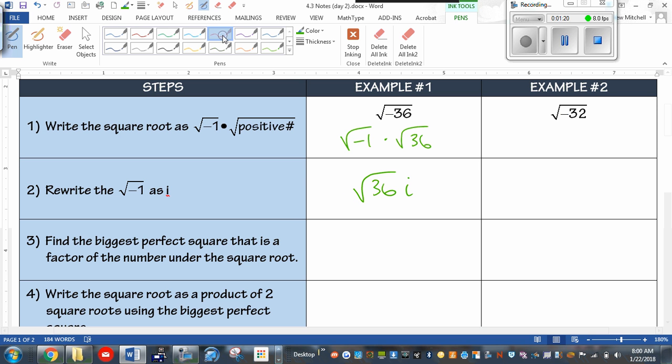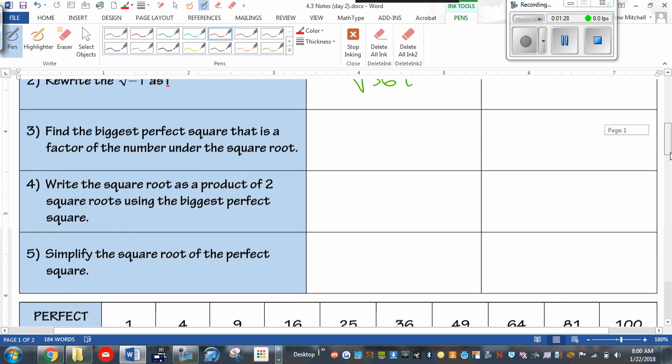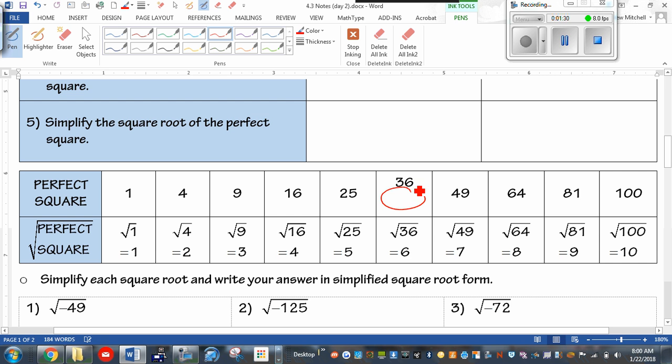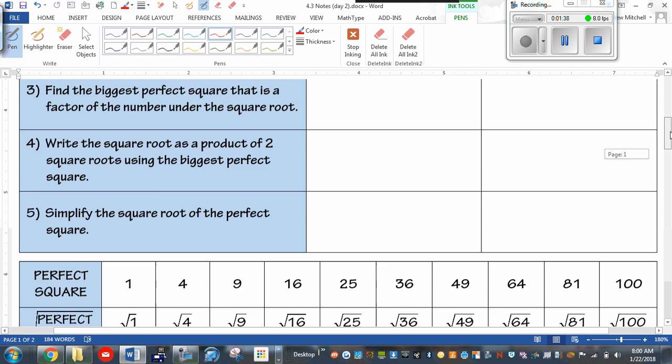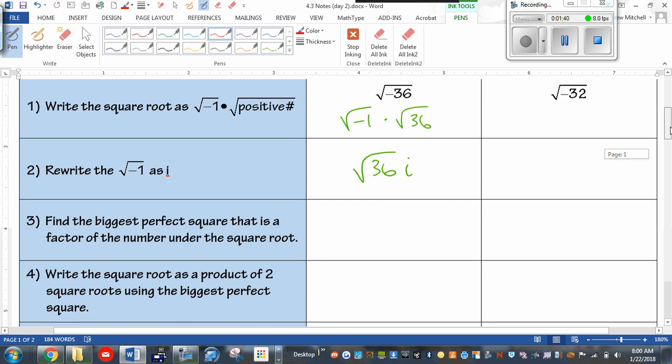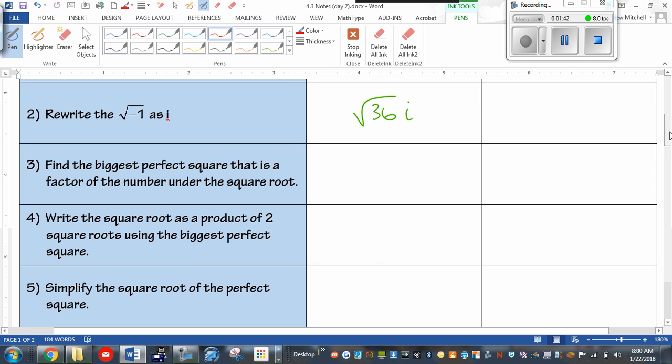The next step is to find the biggest perfect square that's a factor of the number under the square root. This goes back to what we did yesterday, simplifying square roots. 36 is a perfect square, so we can take the square root of 36, which is just 6. It's a simple one to simplify, so we can skip down to our final answer. The square root of 36 is just 6, and then we still have our i. So our answer for this one is 6i.